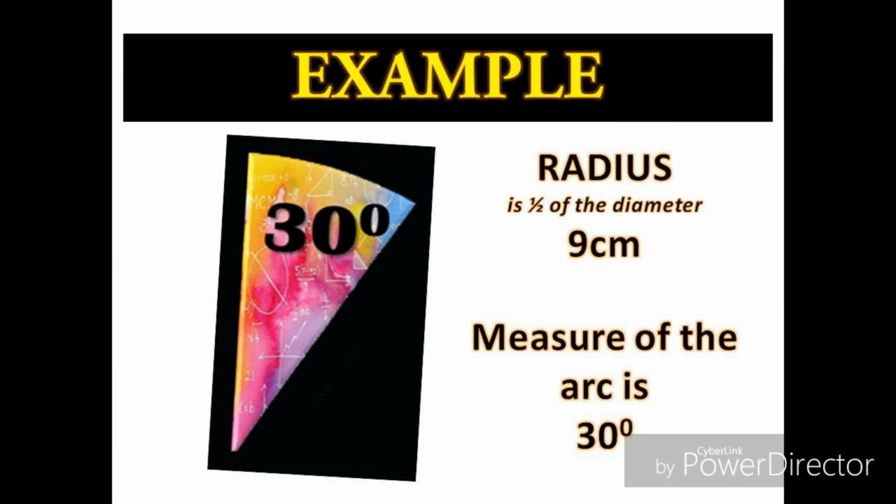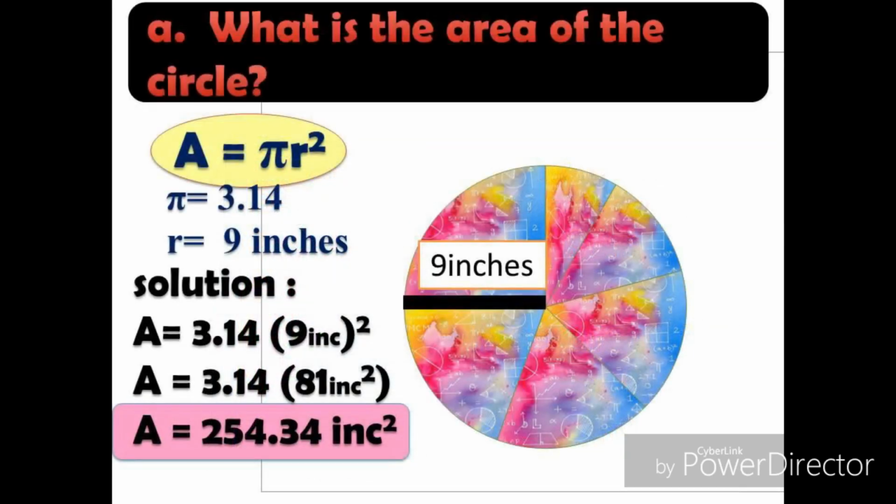Now we have here an example. The given radius is 9 cm and the measure of the arc is 30 degrees. We will follow the three steps. Find the area of the circle. The area of the circle is A equals pi r squared.